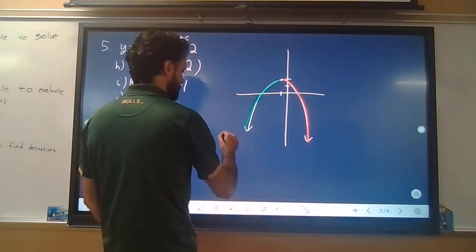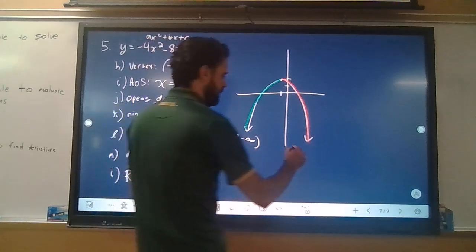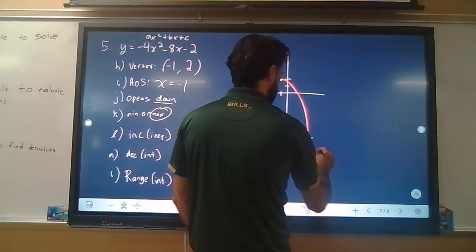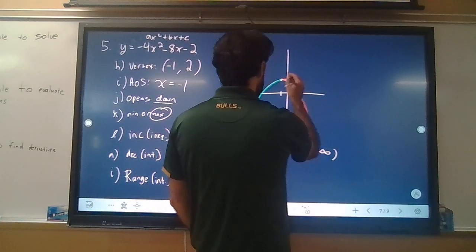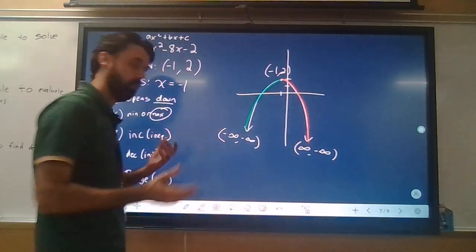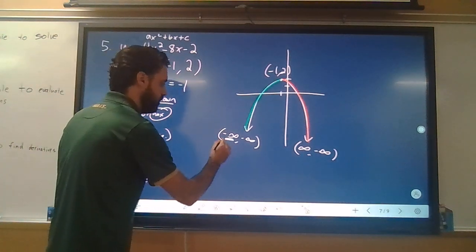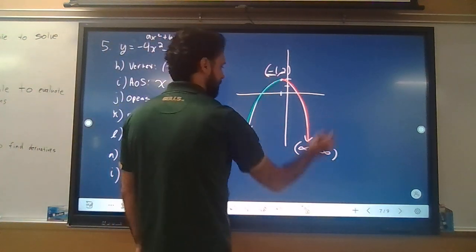Interval notation. So I'm going to list out some coordinate points here. This is negative infinity, this is positive infinity, and the vertex is negative 1, comma, 2. Remember, for the majority of these questions, except for range, we want the x coordinates. X, x, x.